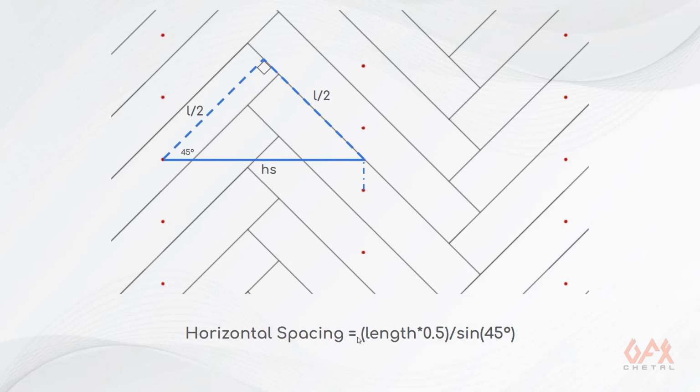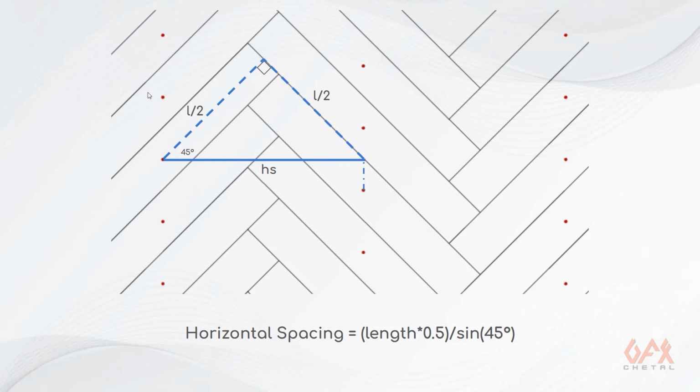Now next thing, we have to find out the horizontal space between two tiles. So that is, like if I consider this triangle where we have this particular length, half of your tile length. Okay, and definitely this is 90 degrees, this is 45 degrees. So based on that, the horizontal spacing is equal to half of your tile length divided by sine 45. Okay, so we just figured out the calculation behind vertical and horizontal spacing.